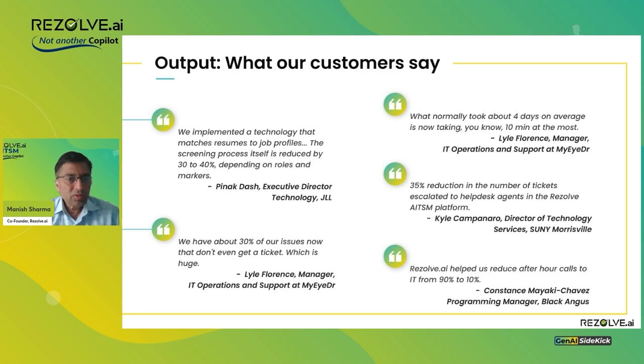Why you should listen to us? We are very successful in delivering the output that everyone talks about. We can deliver approximately 25 to 35% ticket deflection within the first 3 to 6 months of deployment, and that's a common thing. It has happened across the board.